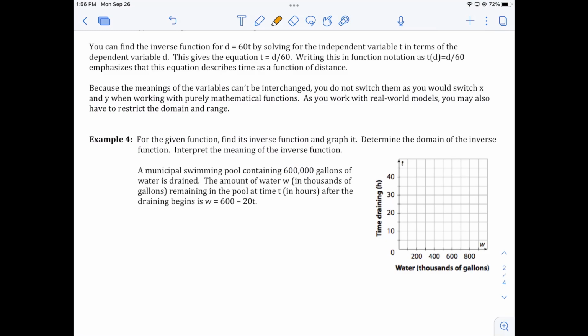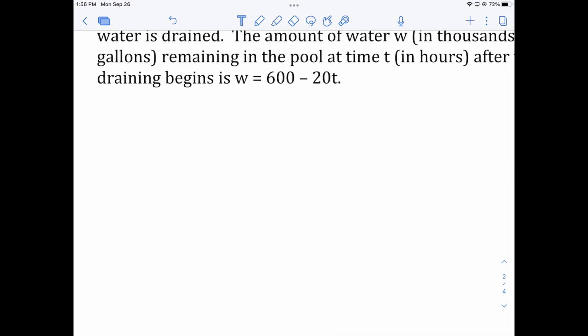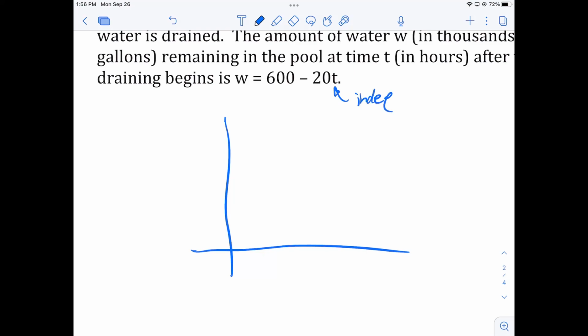So, a municipal swimming pool, okay. The amount of water W in thousands of gallons that is remaining in the pool at time t hours after the draining begins is that. Okay, so notice if we were to graph this, this has an independent variable of t, so that would be the x-axis. And then this would have your dependent variable, which would be w on the y-axis.